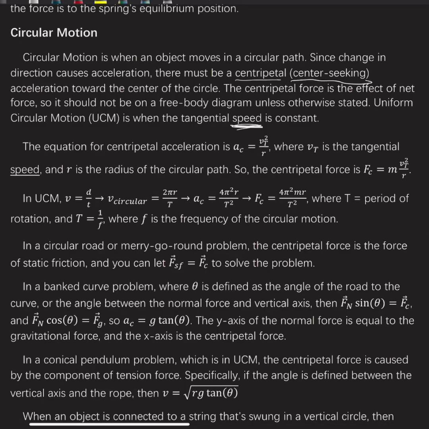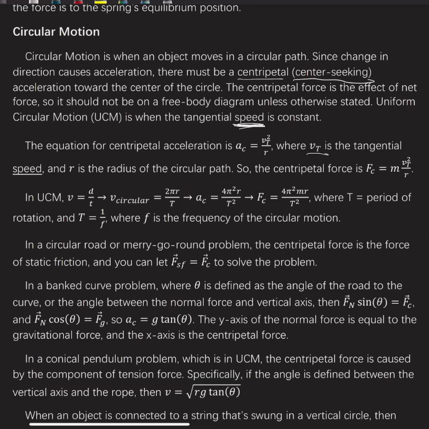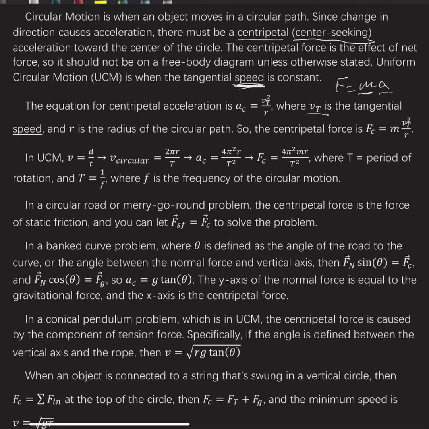The equation for centripetal acceleration is vt squared over r. Vt is the tangential speed, it's not velocity. R is the radius of the circular path. And since F equals ma, the centripetal force must be mass times the centripetal acceleration, which is m vt squared over r.